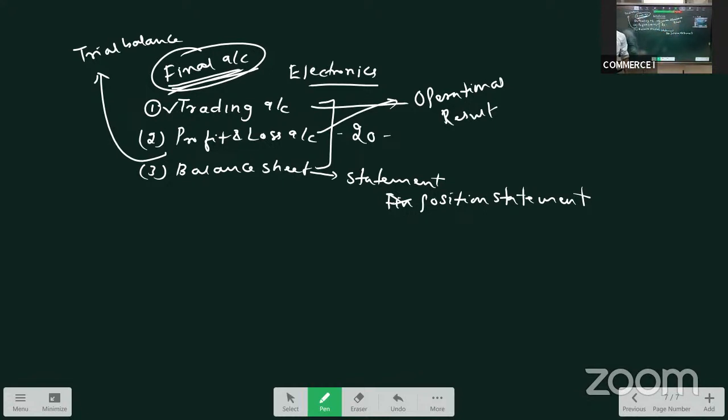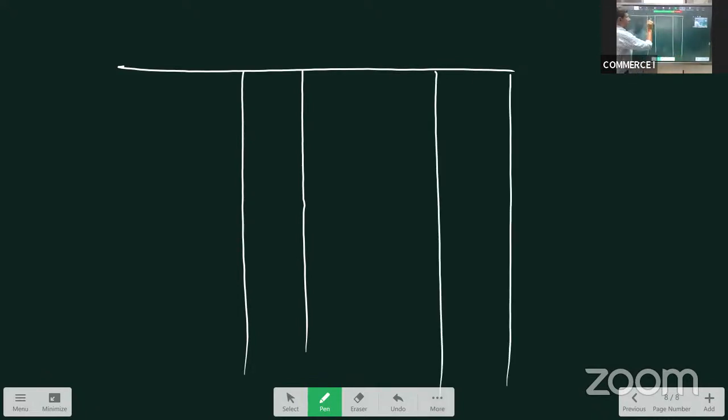So let us begin with how a trading account looks, or what are the items we take in trading account. There are so many items that we take in trading account. It's not possible for you to learn all those, so I'll pick only those which we expect in the exam. I said trading account and P&L account. First, we are beginning with trading account.